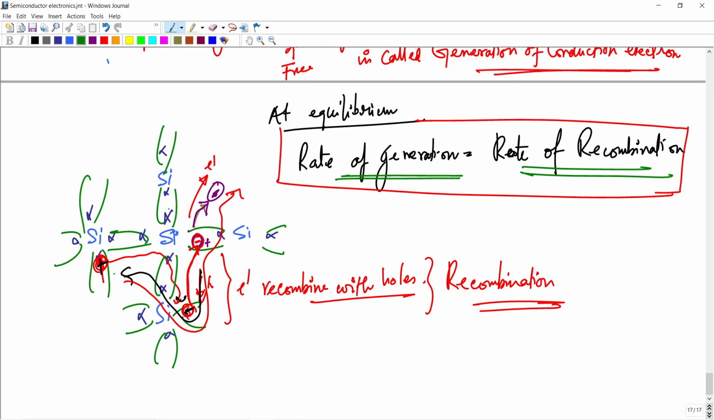If electrons are generated here, similarly the same number of electrons are recombined. If due to thermal agitation the bond is broken and that electron is free, that's generation. Now that electron recombines with another hole, which is called an electron recombining with a hole. So the rate of generation is also equal to the rate of recombination at equilibrium.